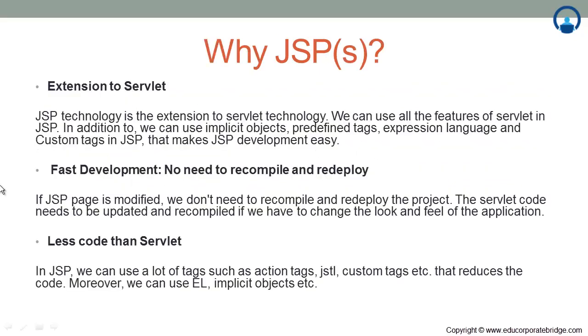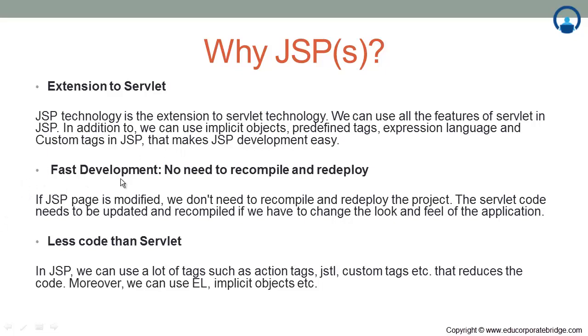So why should we use JSPs? There are many advantages of JSPs, and some of them are like extension to servlet. The JSP technology is the extension to servlet technology. We can use all the features of servlet in JSP. In addition, we can use implicit objects, predefined tags, expression language, and custom tags in JSP. We'll discuss all this later on when we move through this JSP tutorial. So right now you just have to think that JSP is an extension to servlet technology, and whatever we can do with servlets, we can do with JSP technologies.